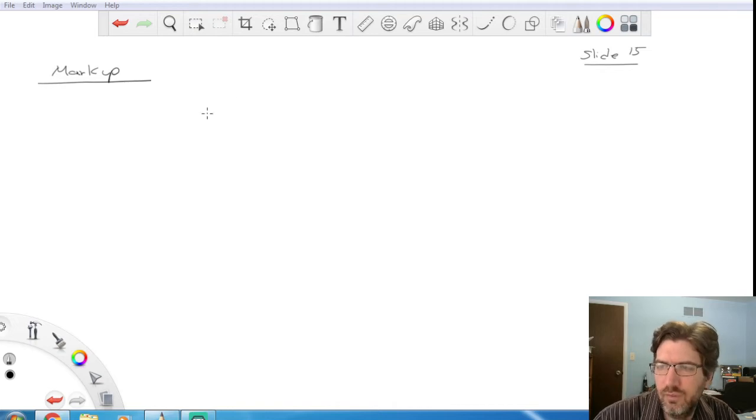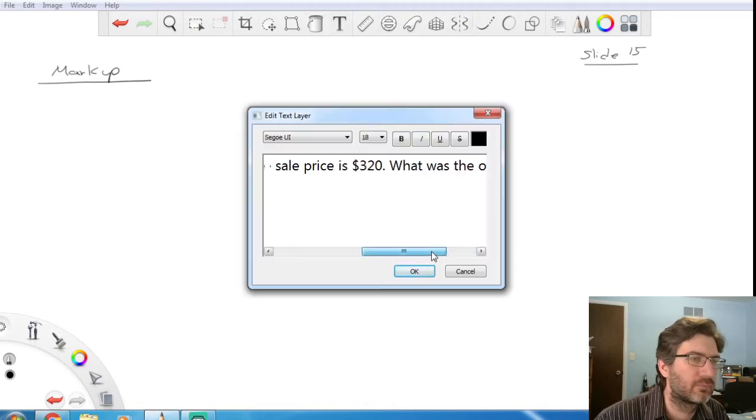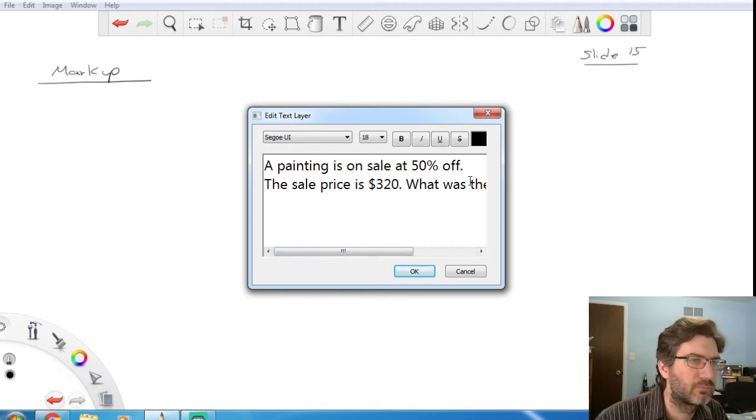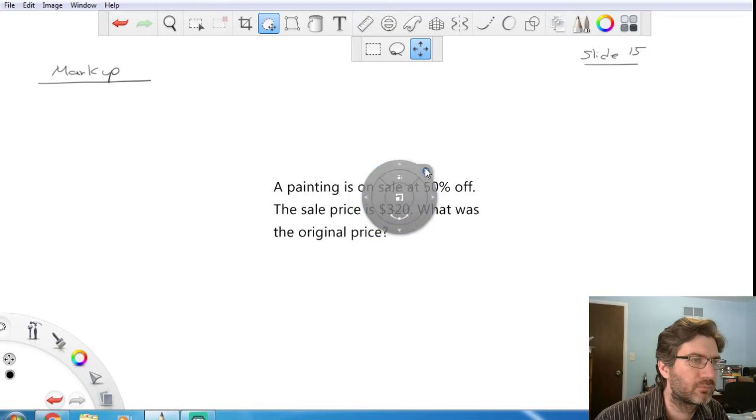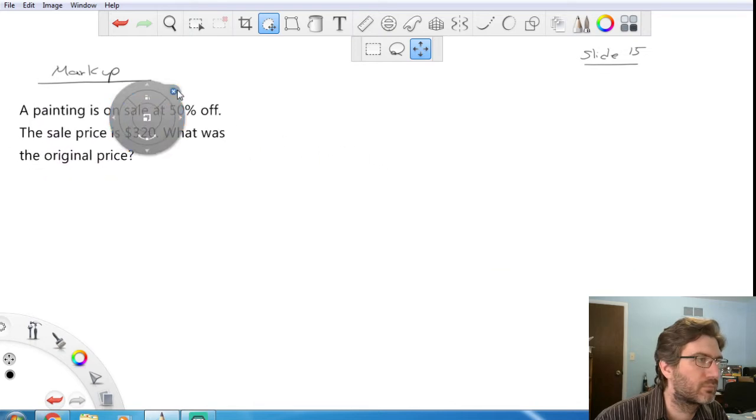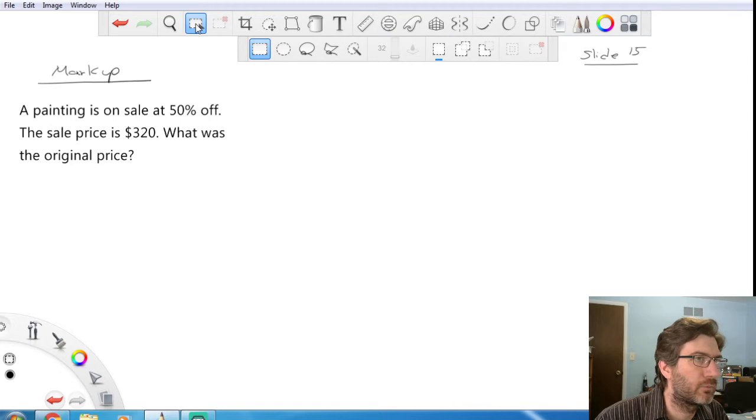Did 320 minus 50. Got it. Oh, okay. We can look at it a different way. Let's look at it a different way then. Let me get that problem back up here. This is not a markup problem.